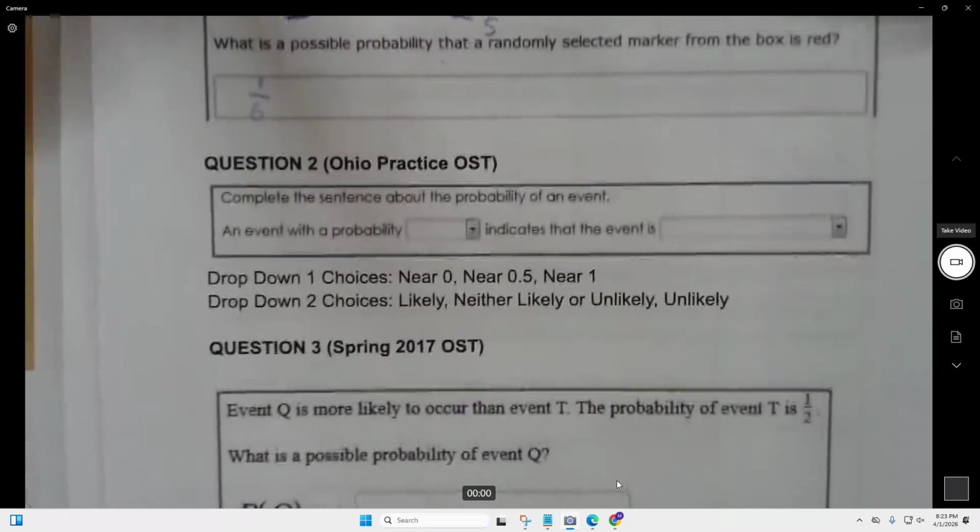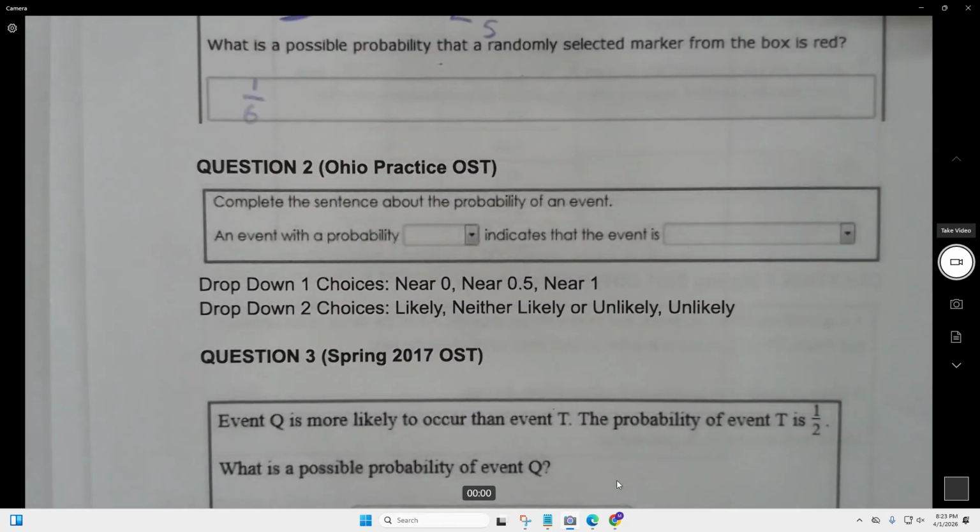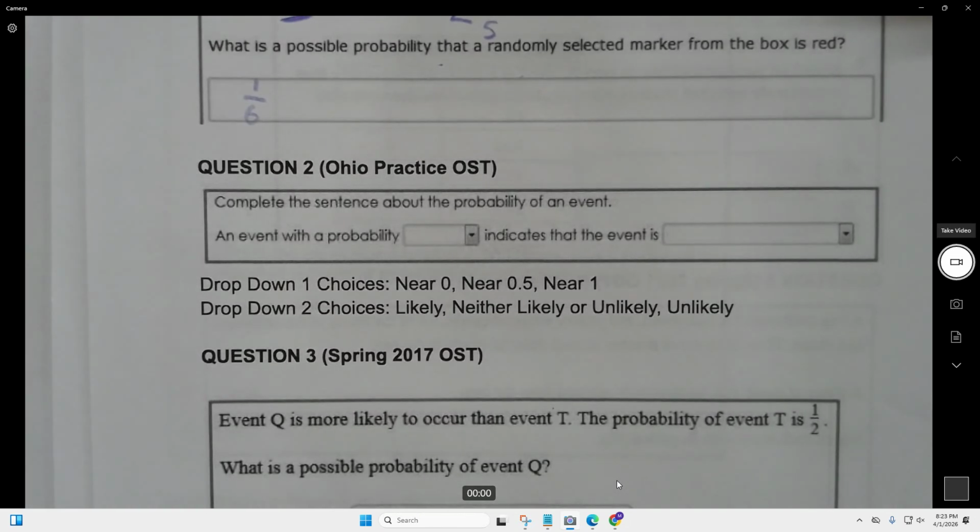All right, question 2. Complete the sentence about the probability of an event. There are a couple of correct answers here. An event with a probability of blank indicates that the event is blank. So here are the 3 pairs you can do.